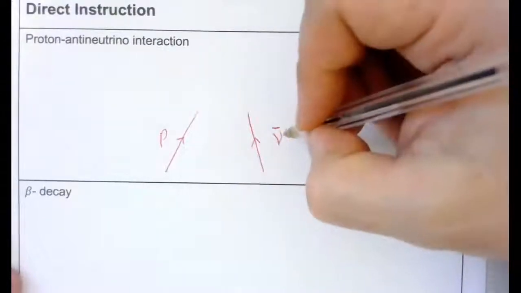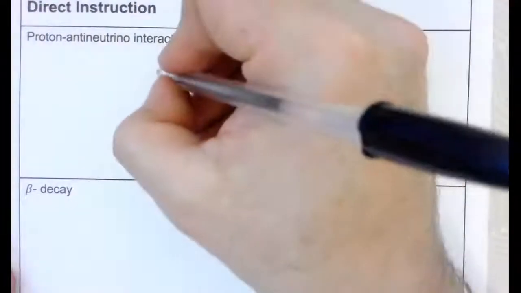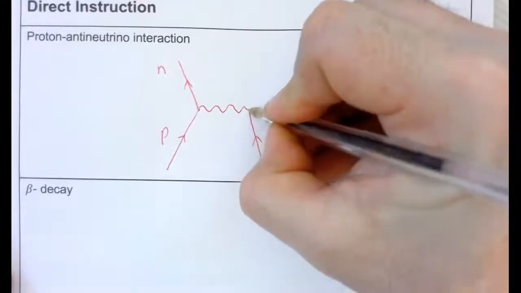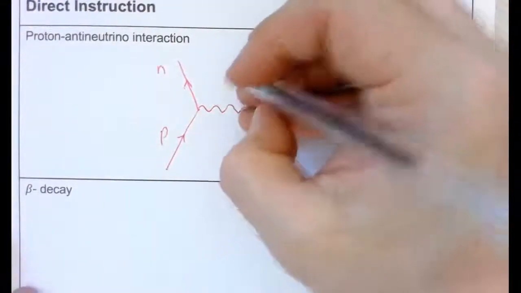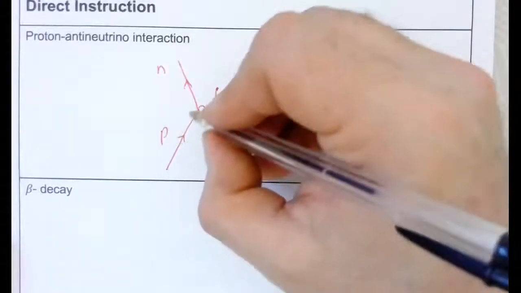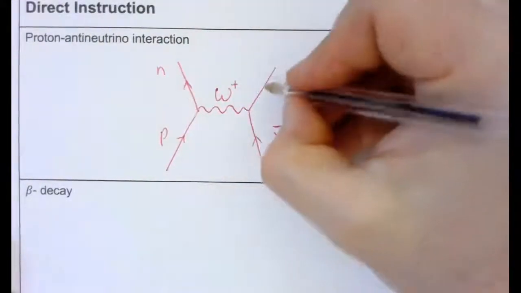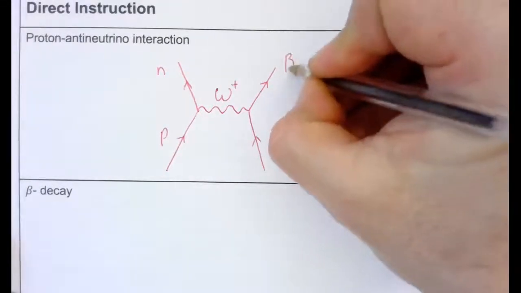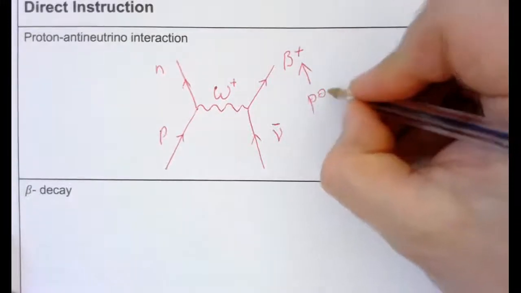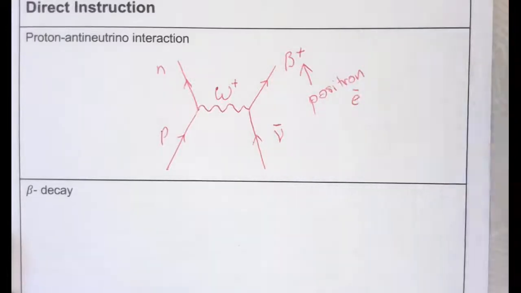This interaction between the proton and the antineutrino causes the proton to turn into a neutron, emitting our W boson. So we've gone from something that's positive to something that's neutral, so this W boson must be carrying the positive charge, and then that decays into our beta plus. So this is our positron, so it is kind of an anti-electron.